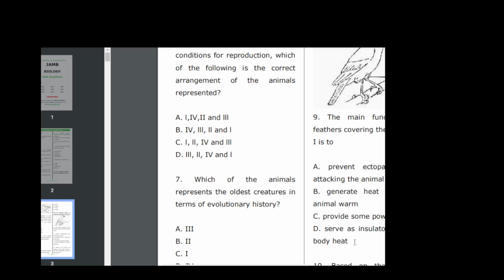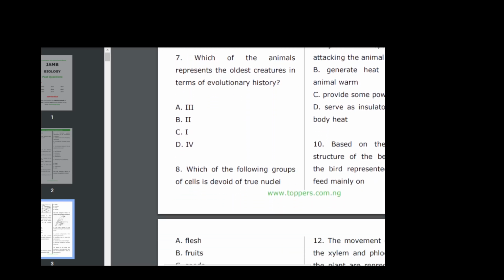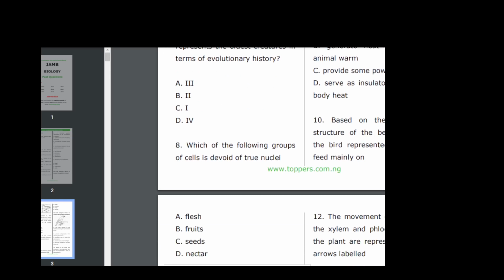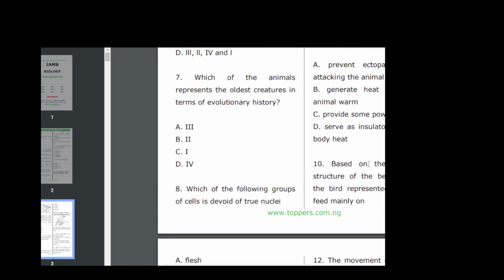So yes, this is where we're actually going. It serves as an insulator to maintain body heat. So this is the function of this particular type of feather that we have there, and they are called the down feathers, underneath the contour feathers. Here we have the contour feathers, and here we have the down feathers. So that particular marking is for the down feathers, which have similar functions with the contour feathers.